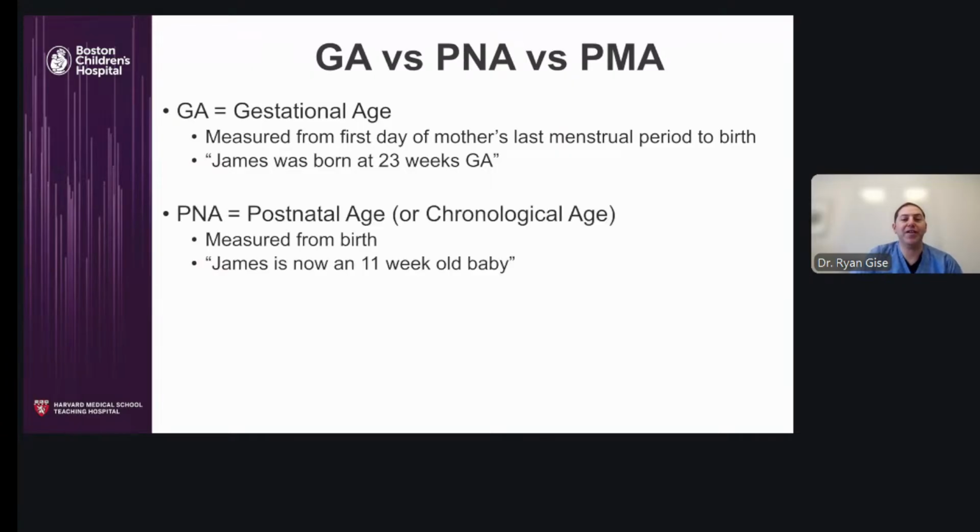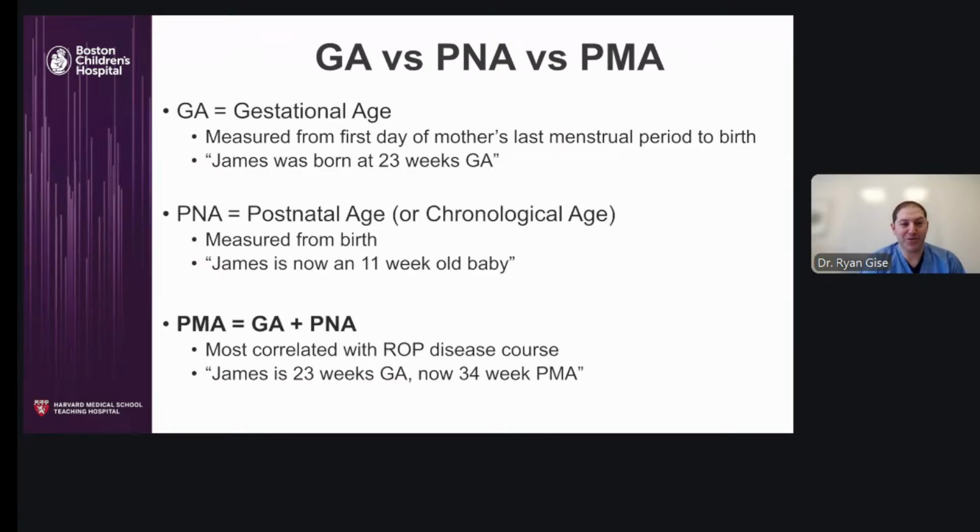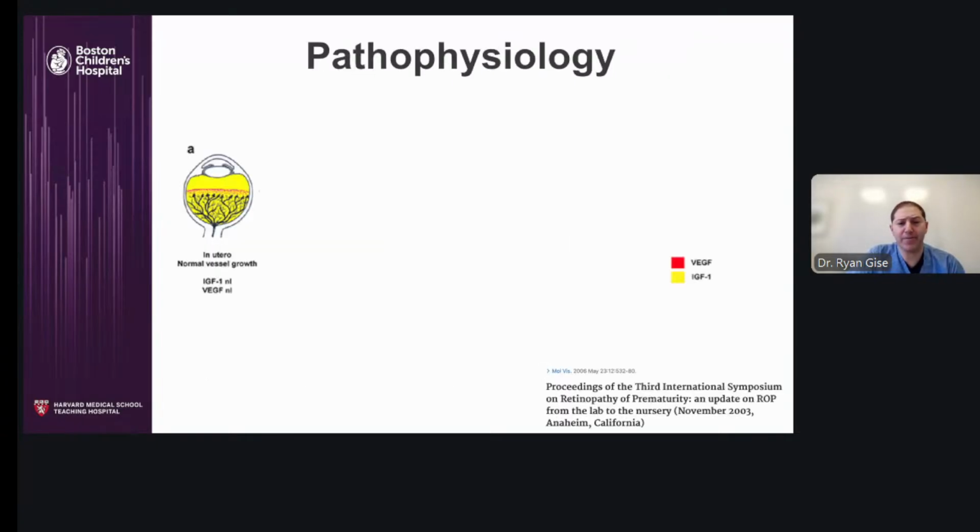And then there's always the question of gestational age, postnatal age, and postmenstrual age. So gestational age is measured from the first day of the mother's last menstrual period to birth. So when we talk about some of our children now who are nano-premature infants, they were born at 23 weeks gestational age. Postnatal age is how old they are chronologically. So James is now 11 weeks old. He's now 34 weeks total of postmenstrual age, but 11 weeks of postnatal age. And then postmenstrual age, or PMA: James was 23 weeks gestation and is now a 34-week infant. And so this is the language that we use to talk.